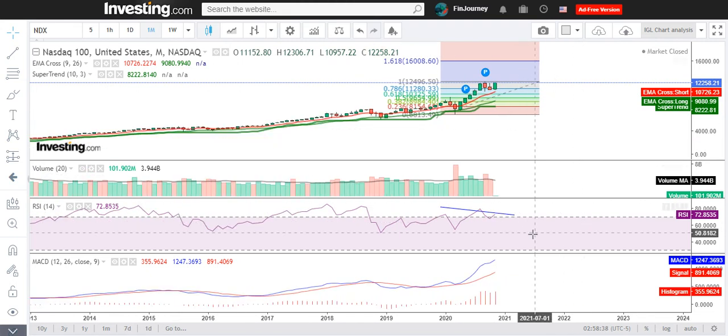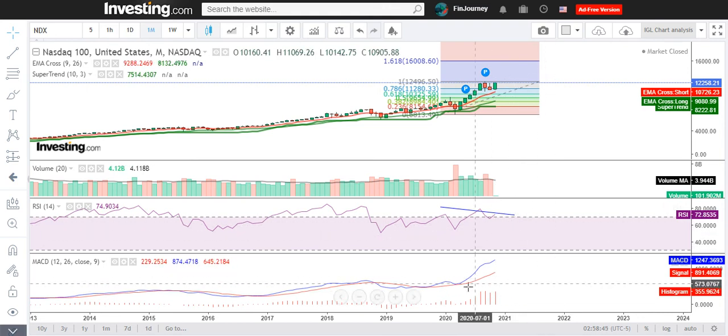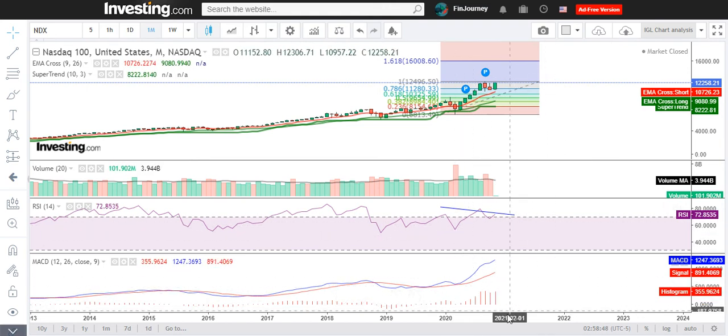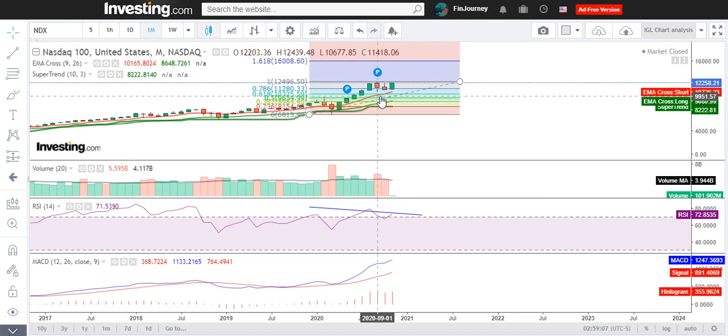Presently the RSI is at 72.85, so it's also showing some strength on the monthly levels. On the histogram signals, you can see strength in the last four points. It started moving downside for a period of 2 months, but it took some support on the baseline of the EMA cross short zone, which is 10,726.